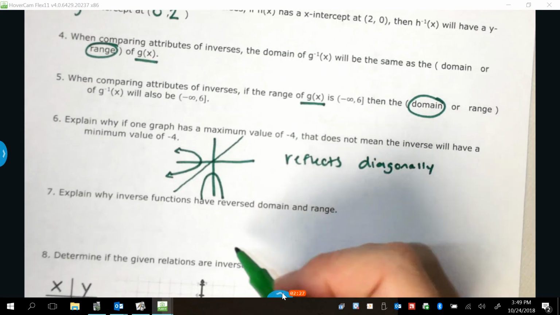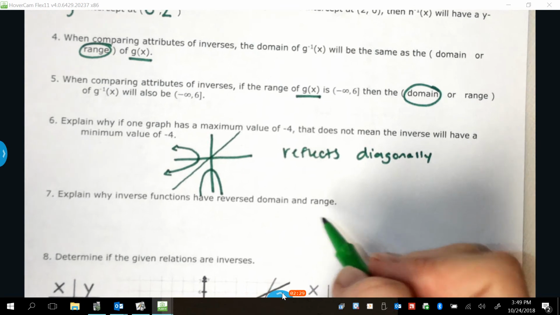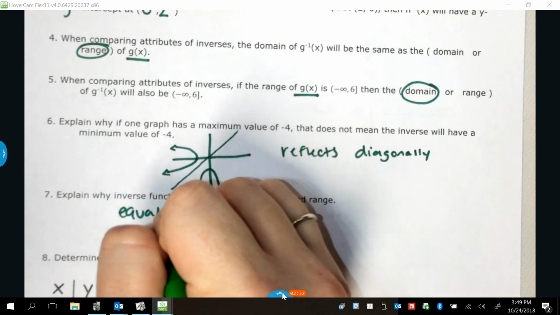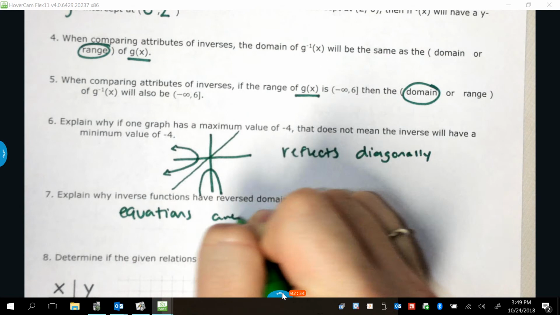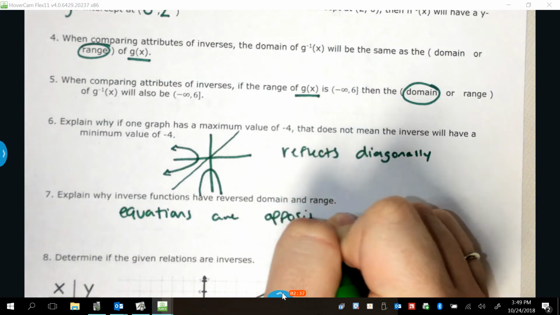Okay, explain why inverse functions have reverse domain and range. Because the equations are opposite. Okay?